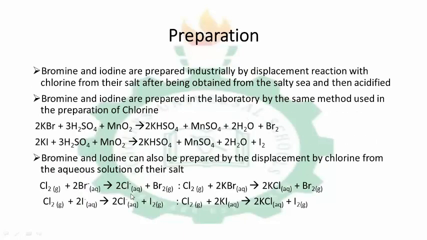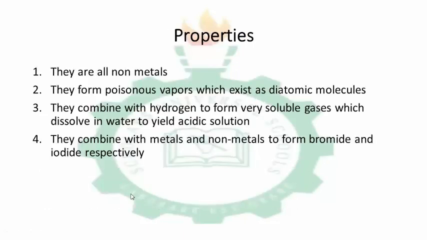Now, to their properties. Bromine and iodine are non-metals and they form poisonous vapor, and they also exist as diatomic molecules. They combine with hydrogen to form a very soluble gas. That means bromine combines with hydrogen to form hydrogen bromide gas, while iodine combines with hydrogen to form hydrogen iodide gas. These gases are soluble in water to yield acidic solution.